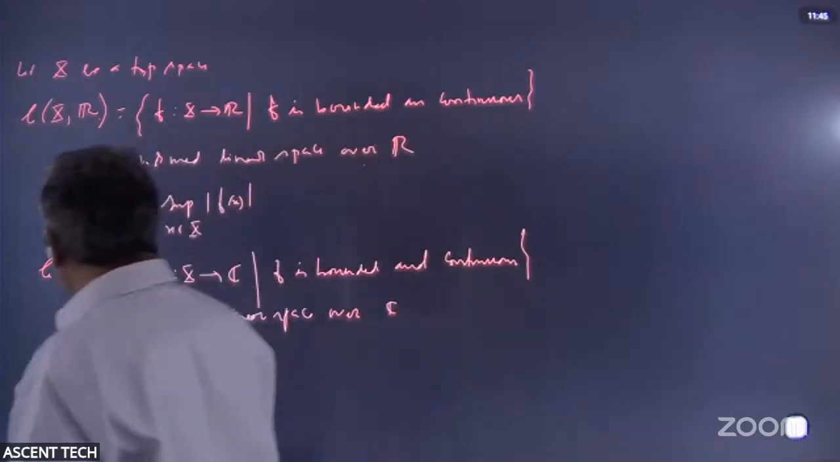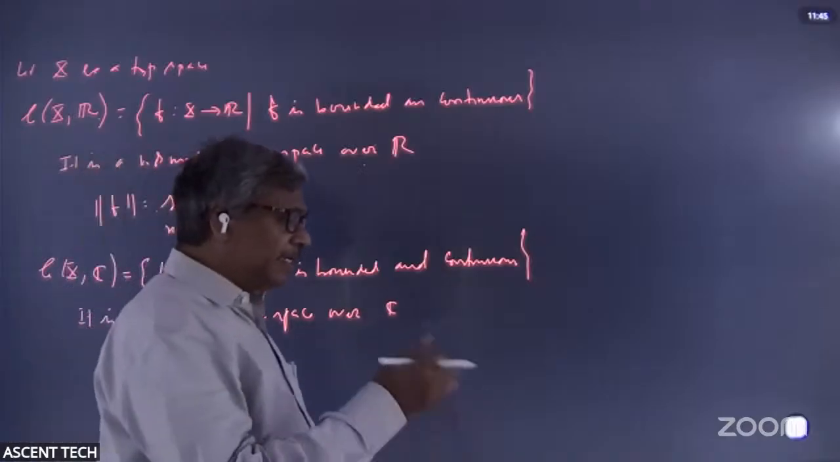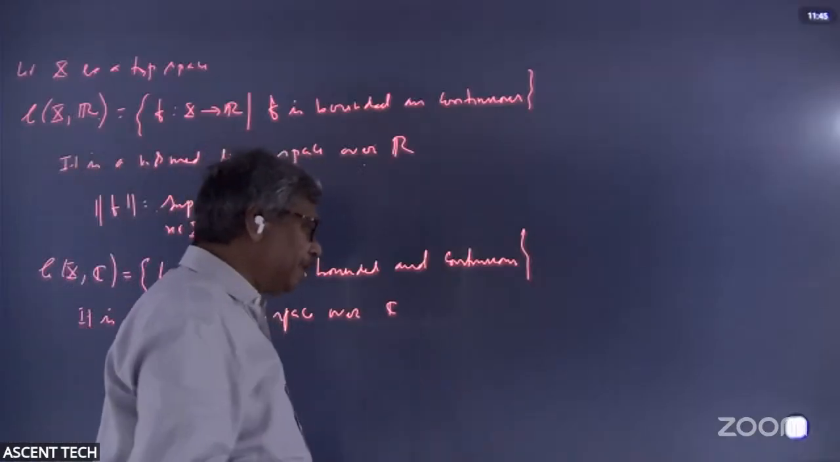So there is a notion of equicontinuity. Equicontinuity means all functions in the space together are continuous. That is, for an epsilon, the delta that we create will not depend on the function.